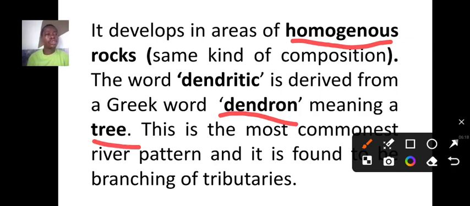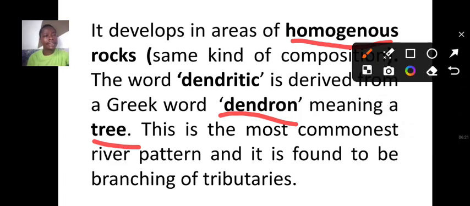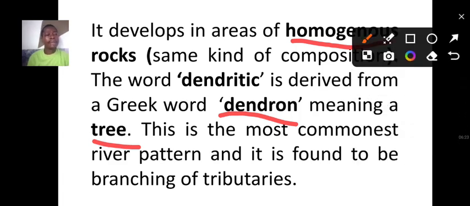This is the most common river pattern, and it is found to be branching of tributaries. Normally, most of the patterns you see on the topo sheet have this dendritic drainage pattern. So don't forget that one as well.